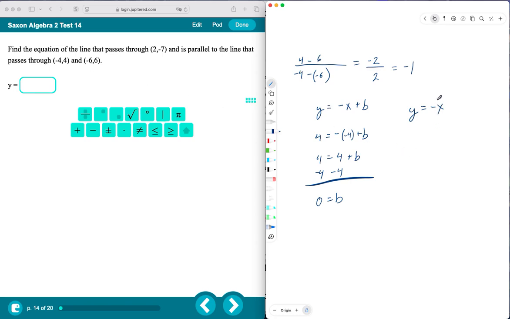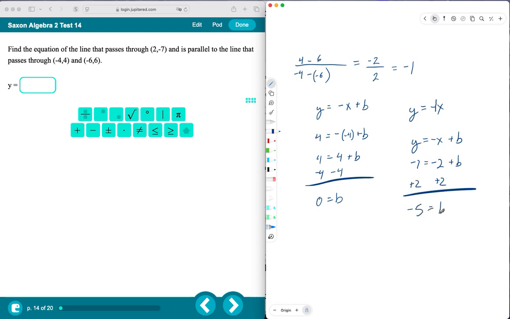Okay, so that means my slope here is a negative 1. So I'm going to use the same formula to find this line, and I'm just going to sub in this point. So y is equal to negative x plus b. Y is negative 7, and then that's going to be a negative 2 plus b. Add 2 to both sides.